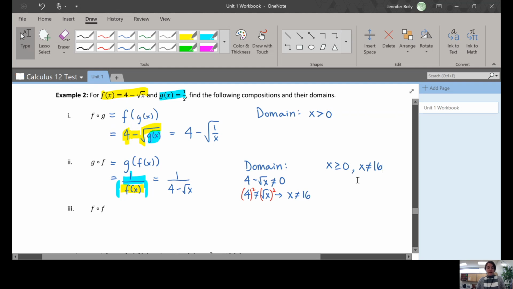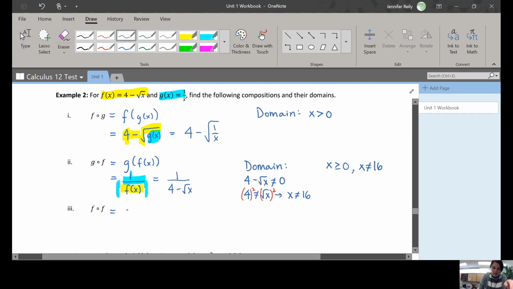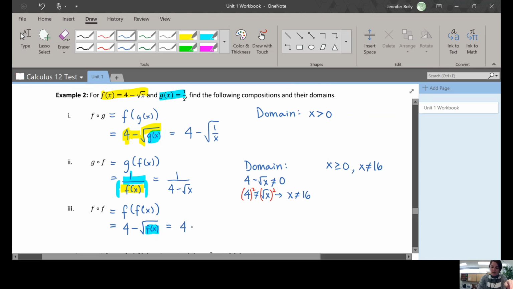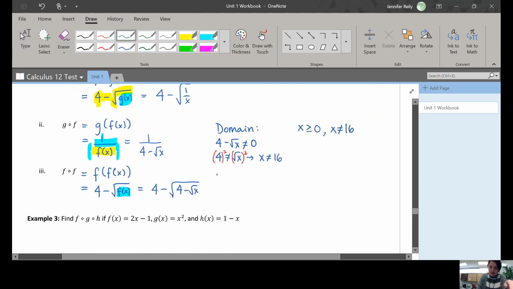Okay, let's try inputting f into f. You can input functions. So this would be also written as f of f of x. So 4 minus square root of f of x. So we're inputting the function into that x position. So it'd be 4 minus square root of 4 minus root x. Okay, so this domain is a little bit tricky. We need to make sure that, first of all, x, so here's the domain.